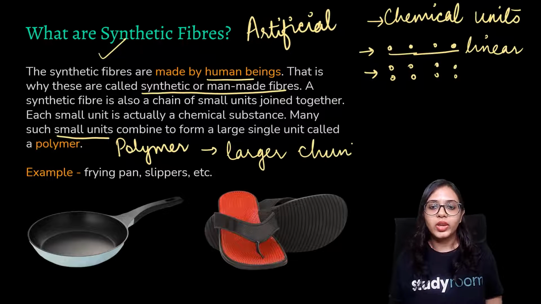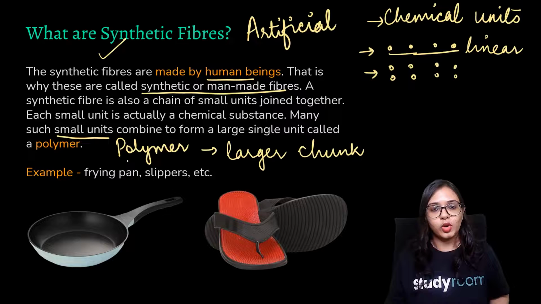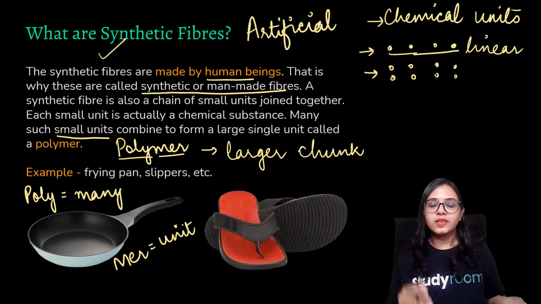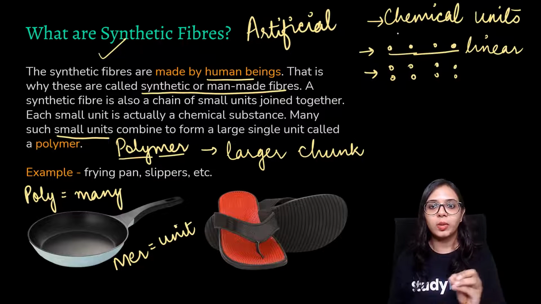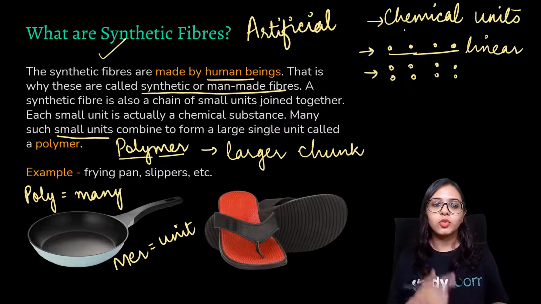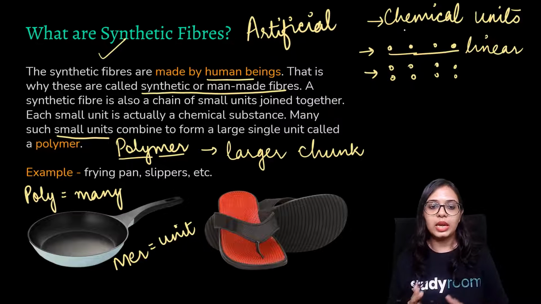We have a very interesting etymology for the word polymer. Poly means many and mer means unit. What is happening here is that small chemical units, when they come together, 3, 4, 5 or maybe even more, give us one polymer. So you can remember this: poly means many and mer means unit.